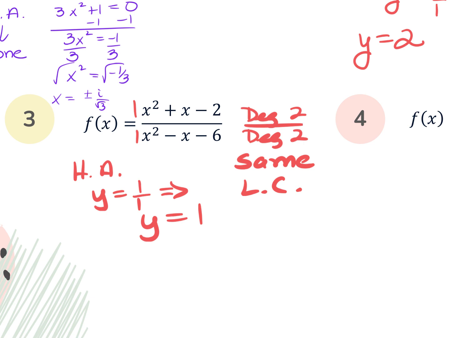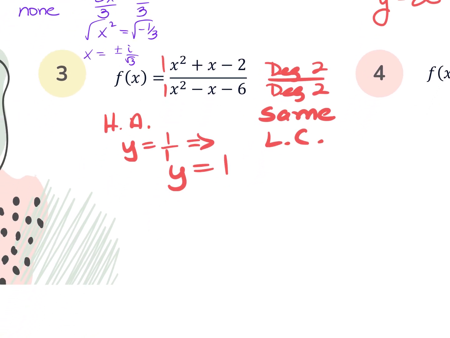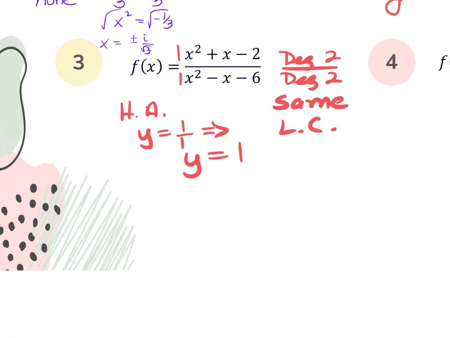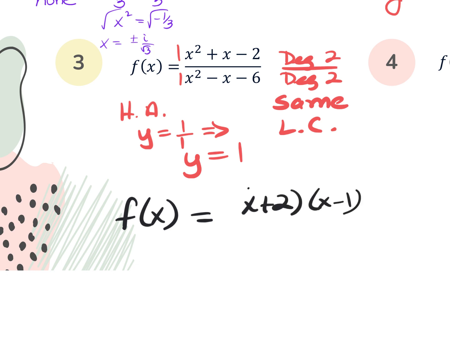Now, for the vertical, I need to simplify the fraction first. And the way that I need to simplify this rational function is by factoring. This one's also going to have a hole. So let's go ahead and factor the numerator. Factors of negative 2 that give me positive 1 are going to be x plus 2 and x minus 1. The factors for the denominator of negative 6 that will give me negative 1 are going to be positive 2 and negative 3.